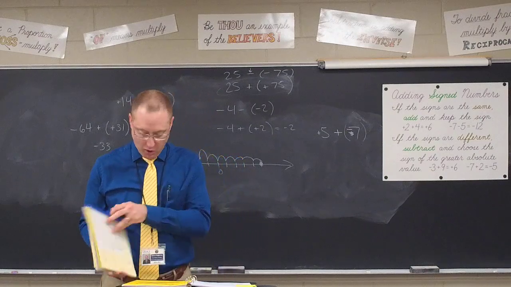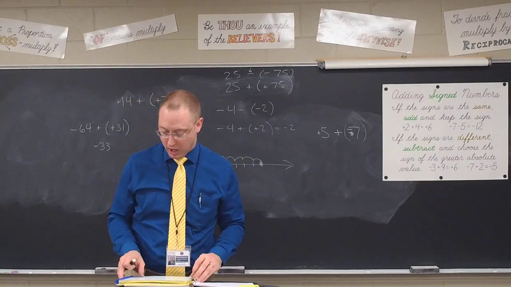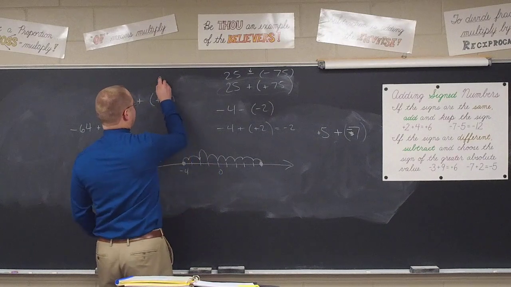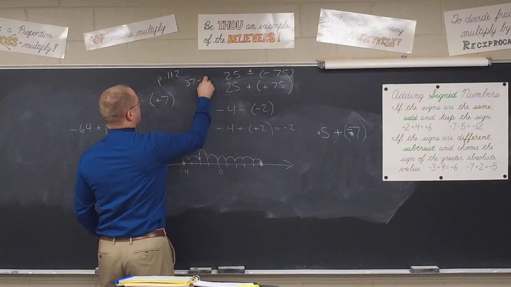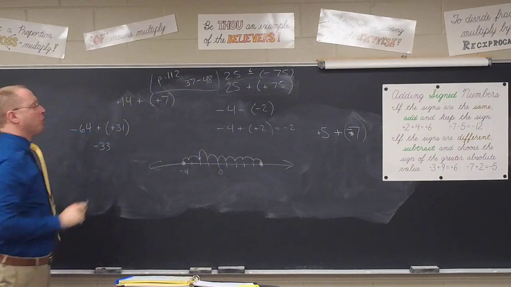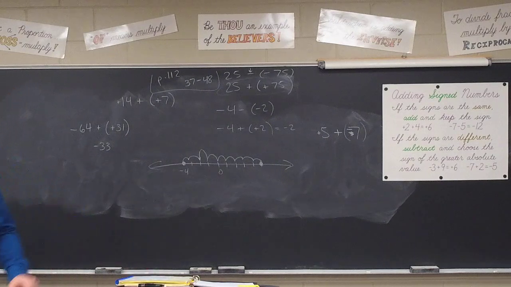Flip back to page 112. I want you to do 37 to 48 at the top of page 112. Let's get some more practice with this. I thought we did pretty well on the homework. There were a few bugs we needed to work through. That's okay, that's why we're here in math class, right? So working through 37 to 48, let's see if we've got these bugs worked out now.